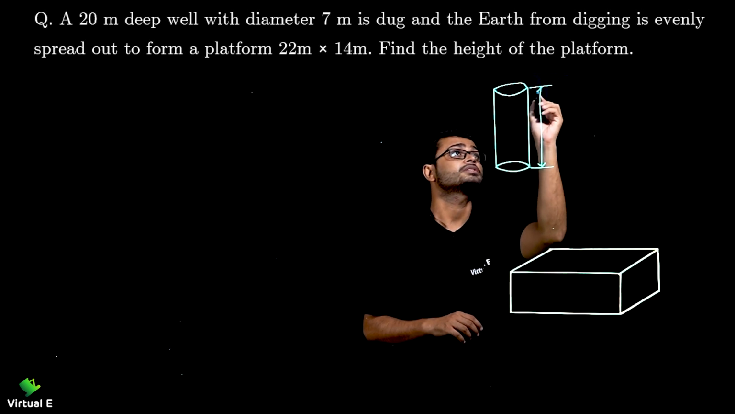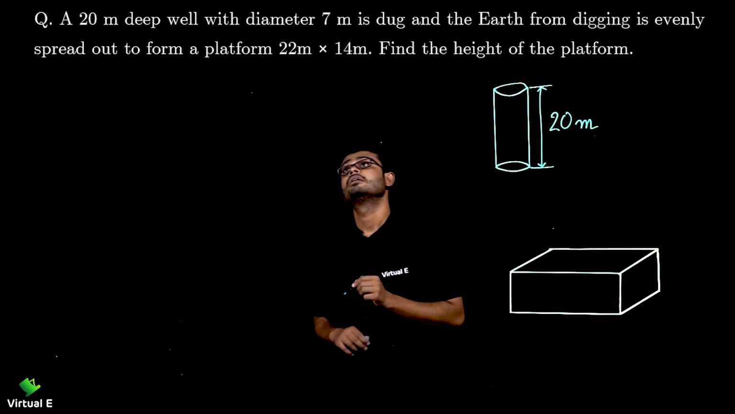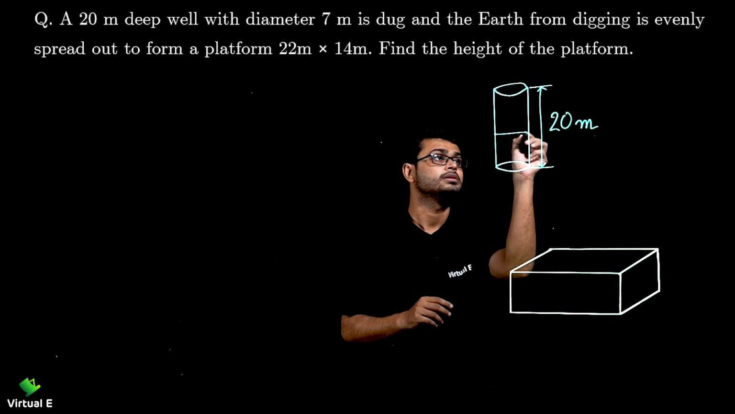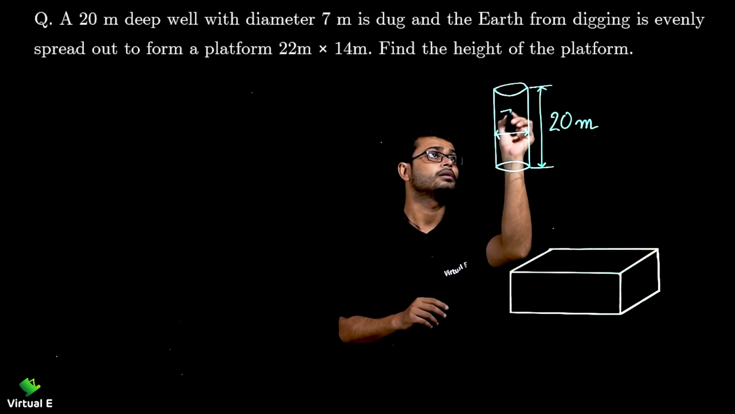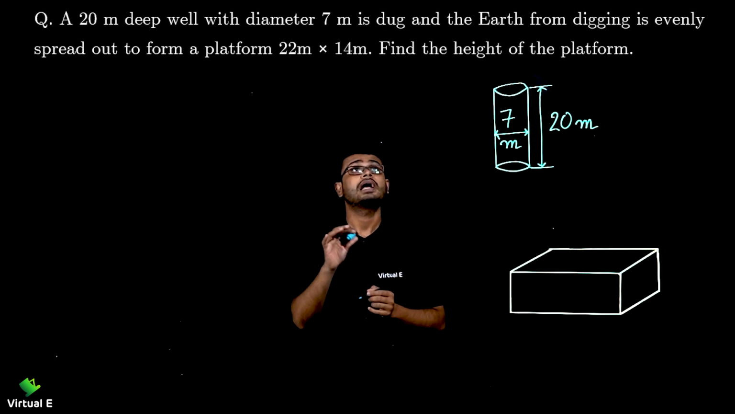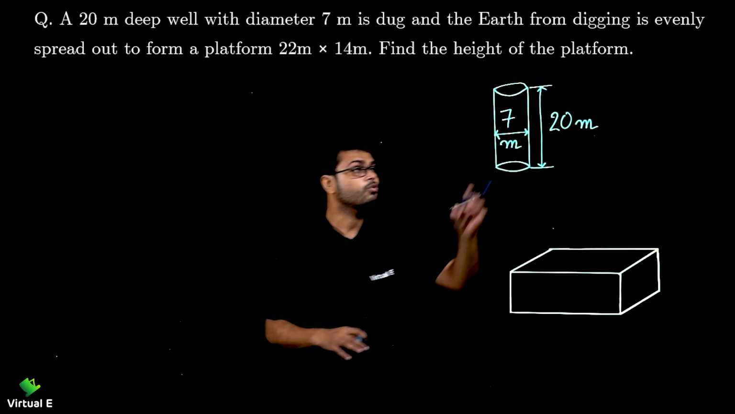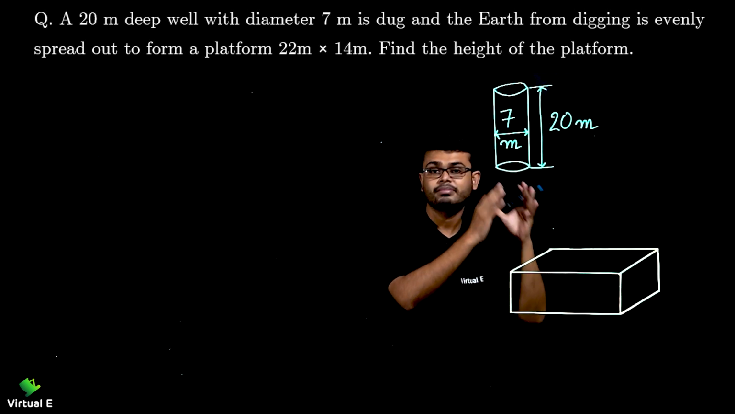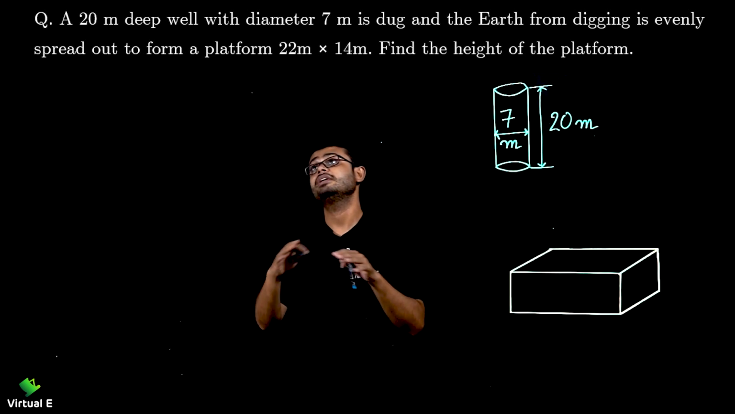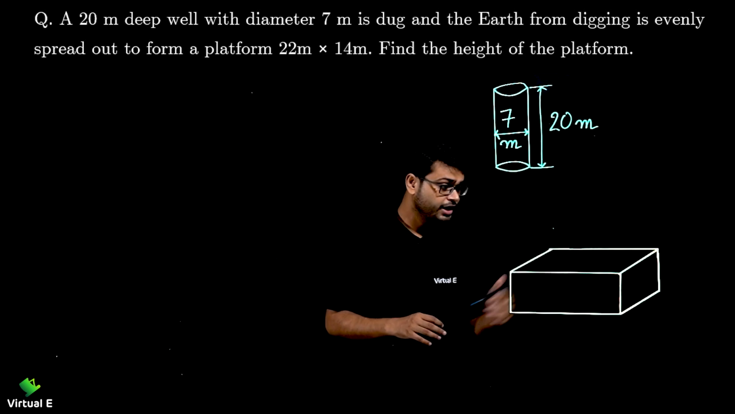So 20 it is, 20 meter, with diameter 7 meter. Okay, so diameter is also given, so this one will be 7 meters. It is dug and the earth from digging is evenly spread. Okay, so whatever sand or things are coming out, earth out of this well, it is spread evenly in the form of a platform 22 meter by 14 meter.